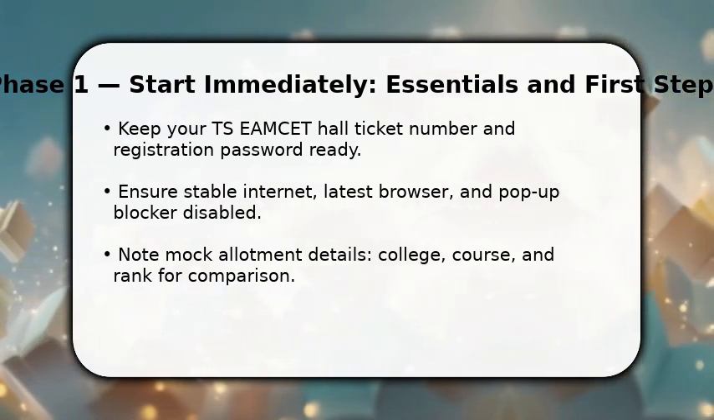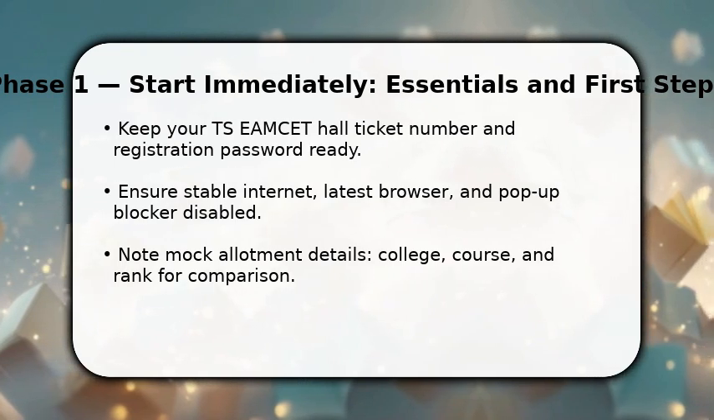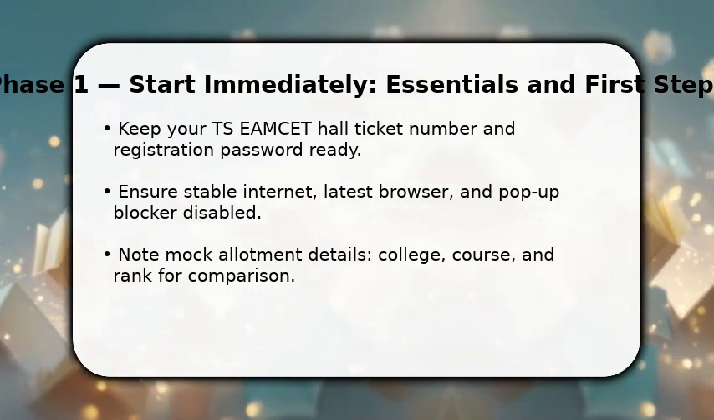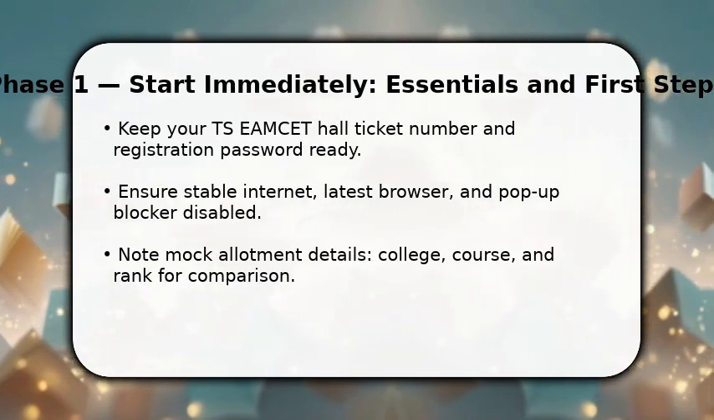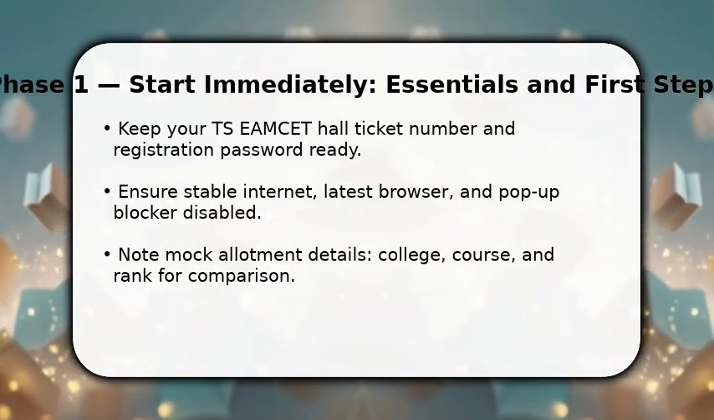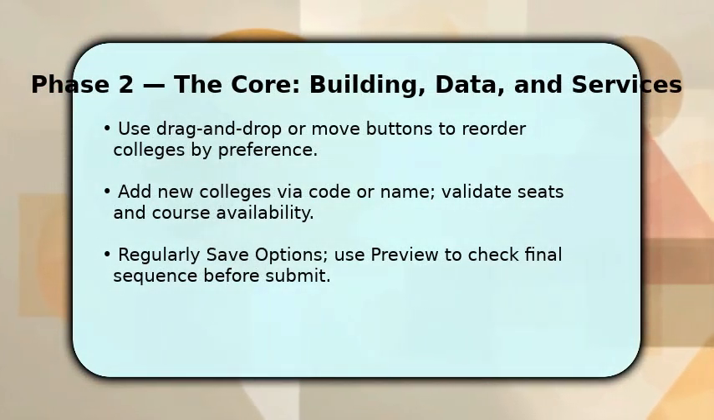You should save the current set as a backup before edits, since that preserves choices you might want later. Make sure to note any editable window deadlines, because timing matters. Once the Web Options editor opens, you revise order by moving higher preference colleges to the top. This directly affects allotment probability.